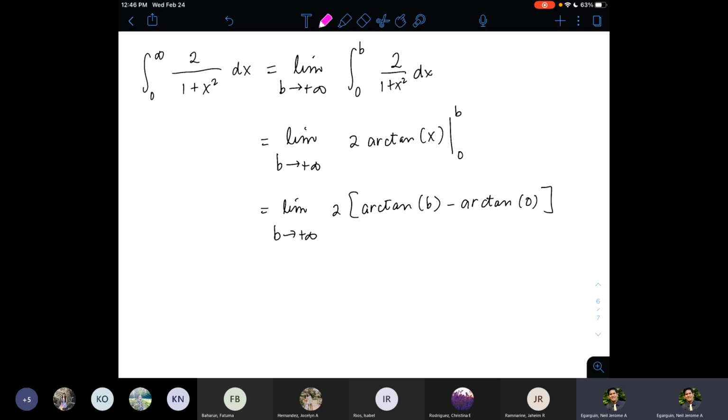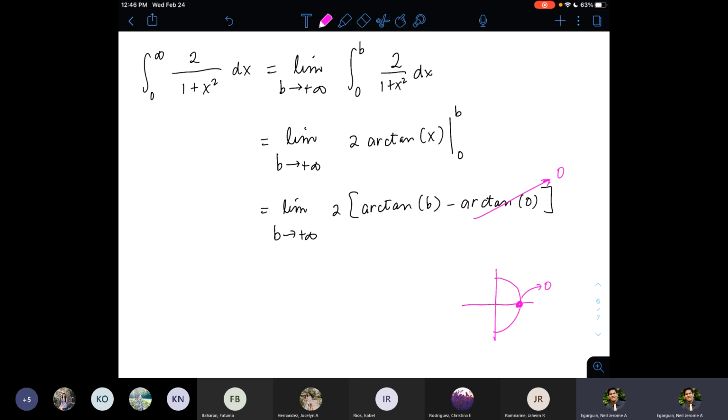Let's go to the subtrahend first because that's easier. Arctan of 0. I hope you remember that this is nothing more but the angle whose tangent is equal to 0, of course, restricted from negative pi over 2 to pi over 2. If you remember your unit circle, we're looking for when the tangent is equal to 0. Tangent will be 0 if sine is 0, and sine is 0 over here. And this is the 0 angle. So arctan of 0 is 0.